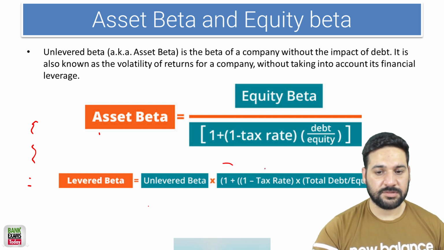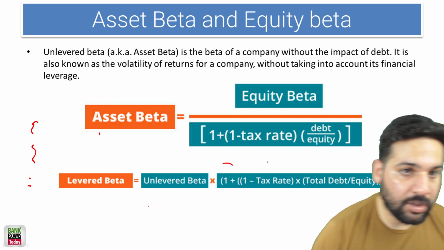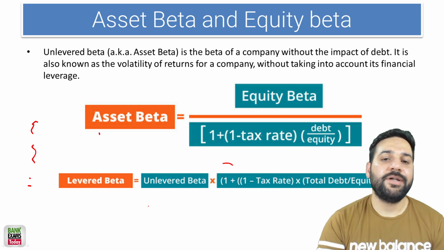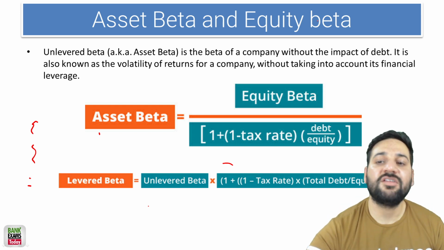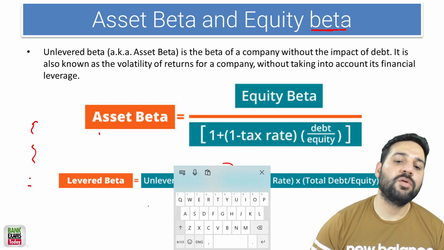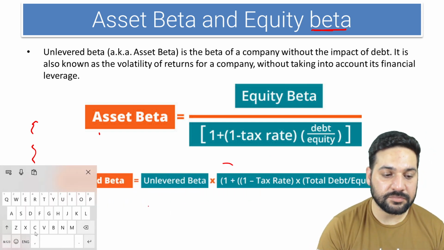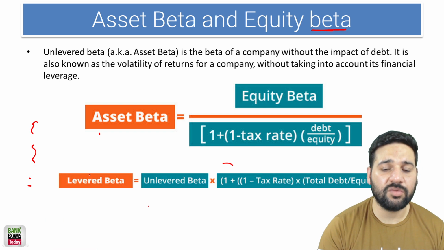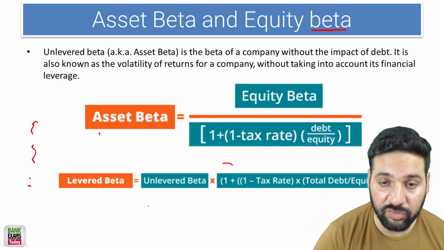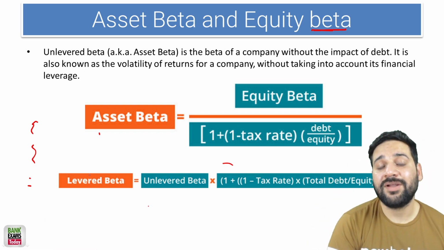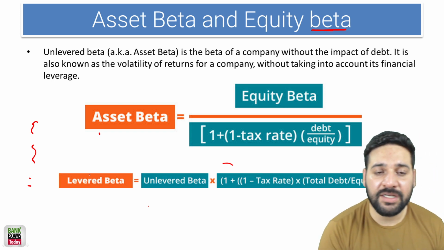Anyways, this is something new: asset beta and equity beta. Students, what is beta? It is a tool that is used to measure the risk. So what is the difference between asset beta and the equity beta?